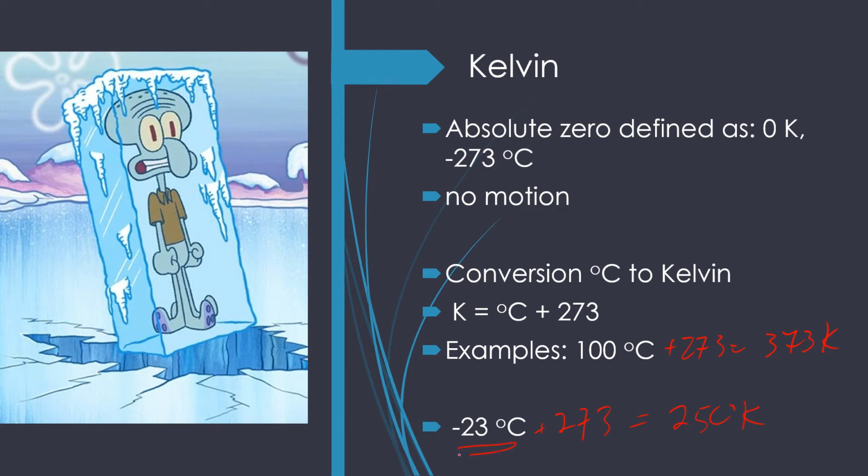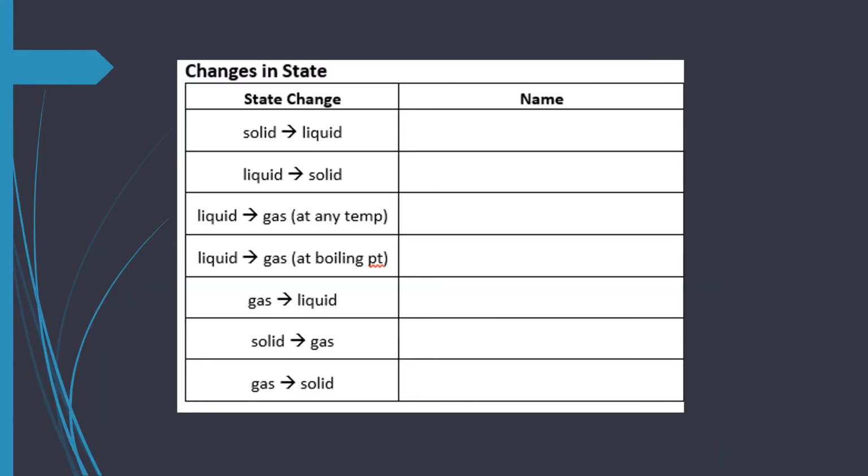So minus 23 degrees Celsius seems pretty cold to us, but there's still motion, right? It's still significantly above 0 Kelvin. So therefore, there's still motion of particles, even if they're at minus 23 degrees Celsius.